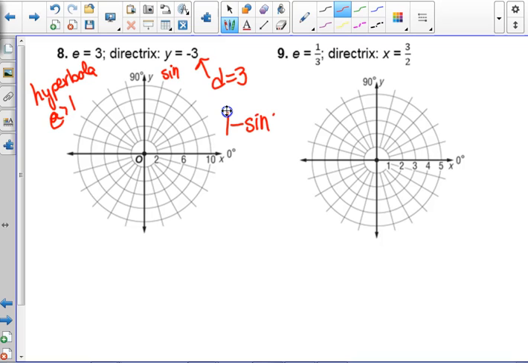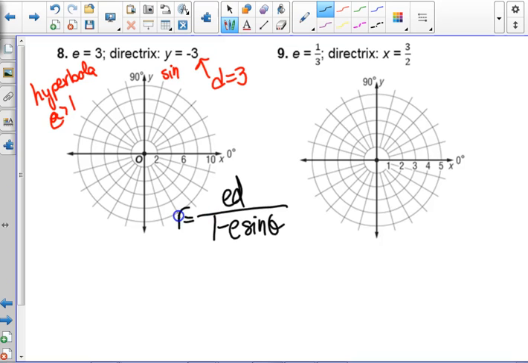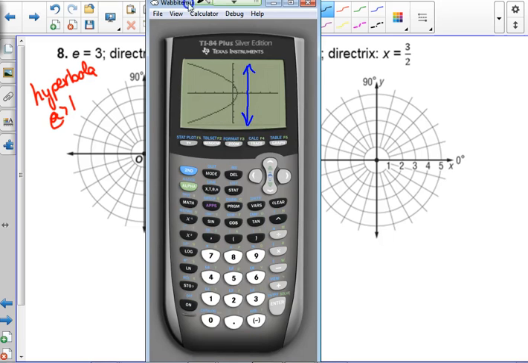We're done, aren't we? 1 minus, be careful, it's not 1 minus sine. It's 1 minus what? It's 1 minus E sine theta all over ED. So we'd have 1 minus 3 sine theta. What's E times D? Yep, D is positive 3, right? D and E are both always positive. Okay, it says it right at the chart, top of the chart there. So I don't think we have to do any crazy schmazy stuff with this one, do we?